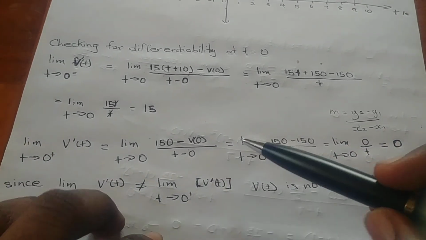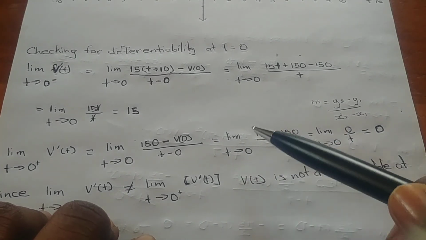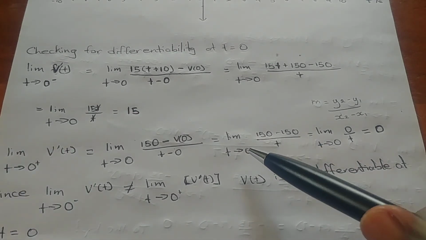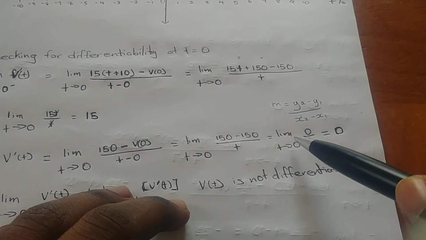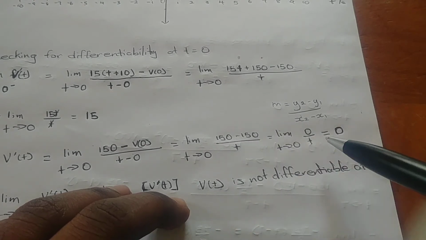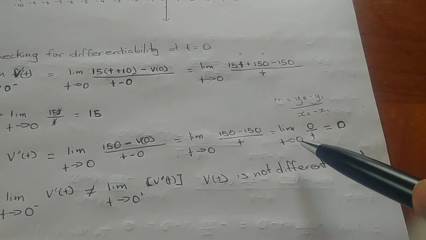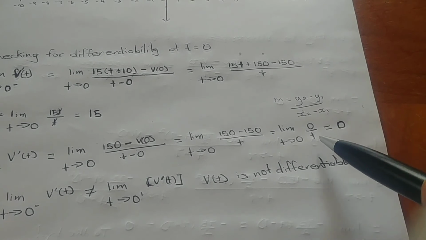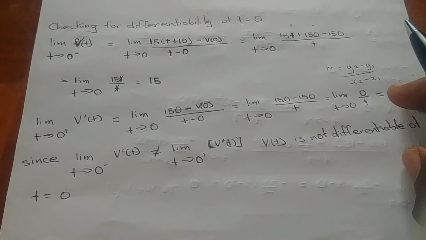So that is equal to the limit of 150 minus 150 over t, as t approaches 0. And when you simplify that, that's 0 over t. We do not use direct substitution because we can simplify further. So 0 divided by anything is 0. So that's the limit of 0 as t approaches 0, which is obviously 0.